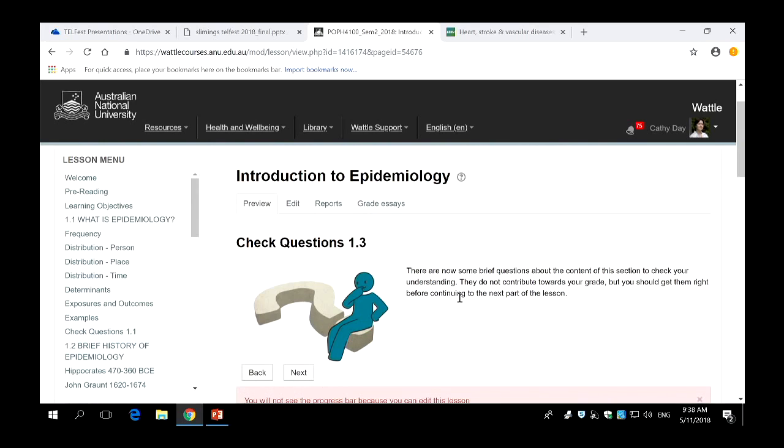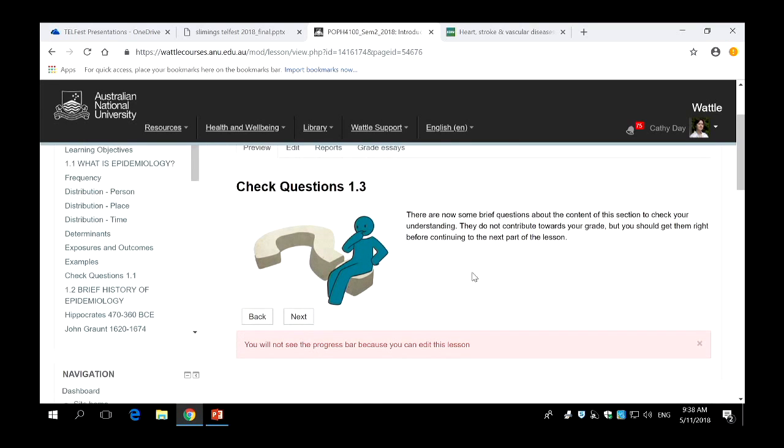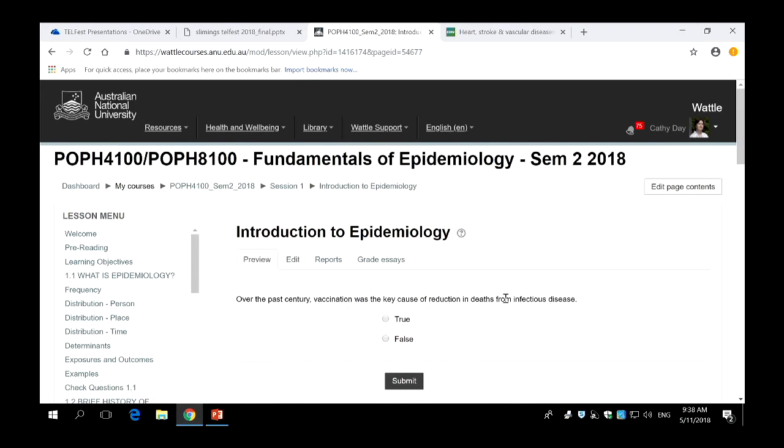So at the end of every section, we have what we call check questions. I was interested to hear Alexandra talk about practice quizzes or practice tests. In a way, that's what these are. And the feedback from the students is that they love it, the idea that they get an opportunity to find out whether they actually remember what they're supposed to remember.